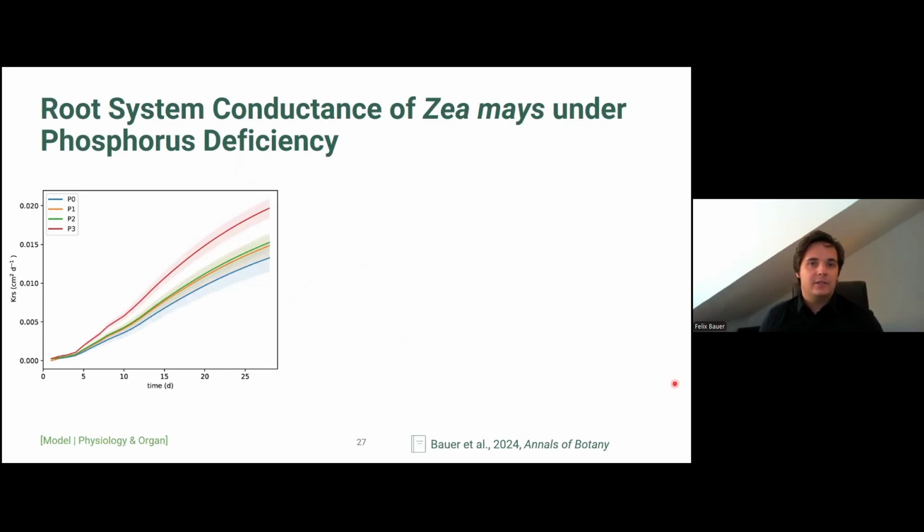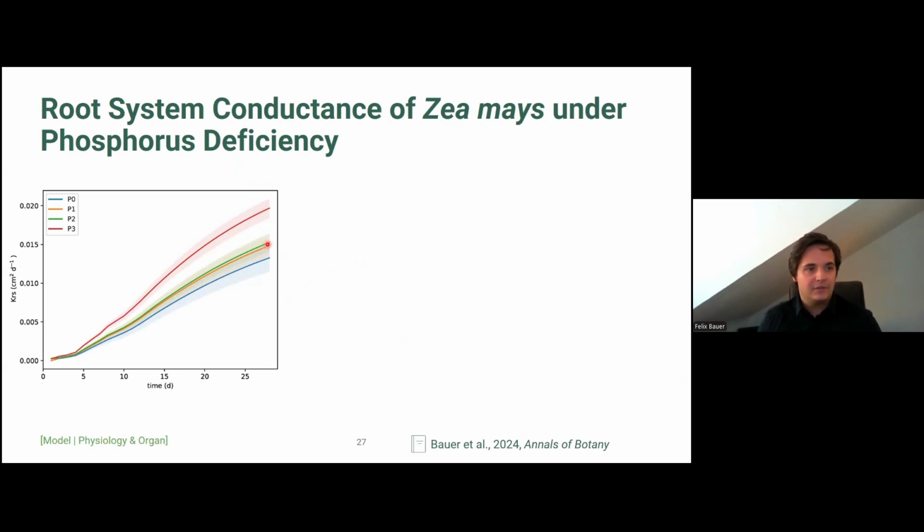And these were the results. KRS is short for root system conductance. We see that we have differences between no P, which is the blue line here, and sufficient phosphorus amount in the plants. Interestingly, we have a 40% difference here, but we see that there is no significant difference between any kind of deficiency.